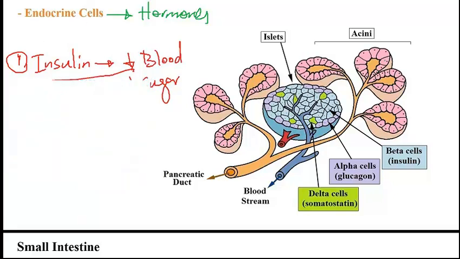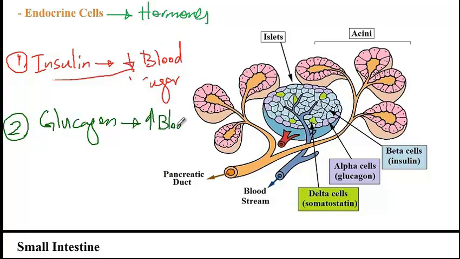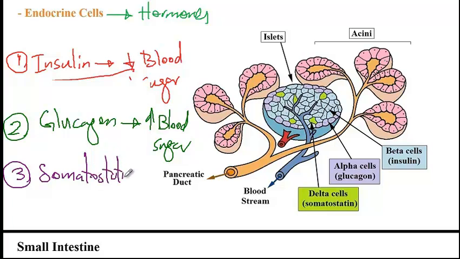Next we have glucagon, the function of which is the reverse of insulin, so it increases blood sugar. And then finally, we have somatostatin, which inhibits the growth hormone.